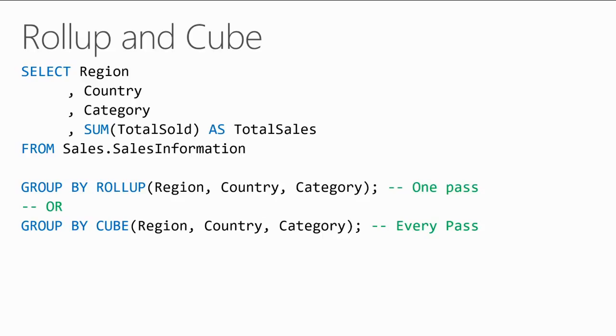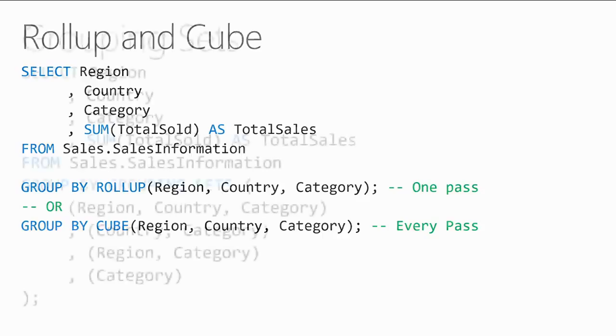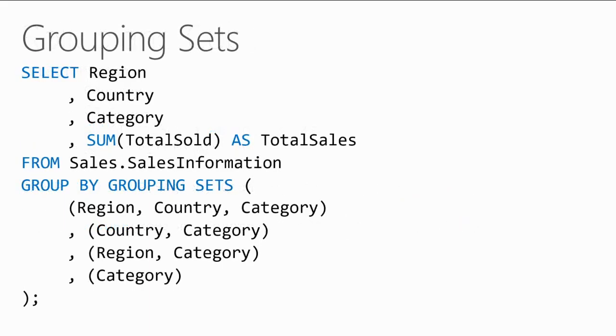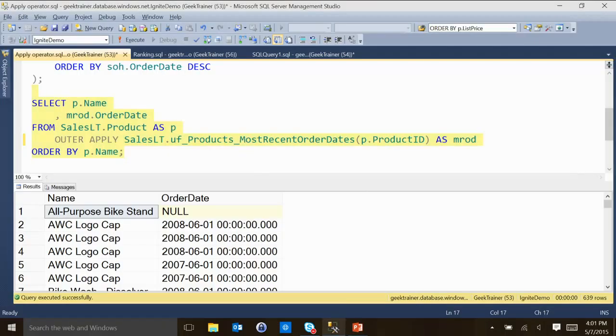Now the problem, of course, is that this does wind up being an all or nothing proposition. So let's say, for example, that I only wanted specific results back, specific combinations. This is where grouping sets come into play. By using grouping sets, now I can identify the combinations that I want. So in this particular case, I'm only going to get the combination of region, country, category, region, category, and then finally category. Or to see this in action, it looks a little bit like this.